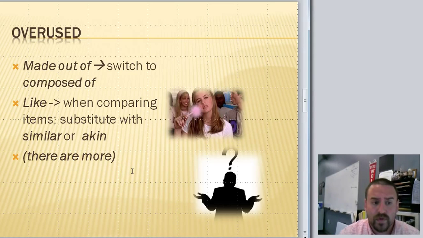Alright, so overused words: made out of. That's made out of this or made out of that. We see this a lot. So switch to composed of two metals or something like that. I know it's simple and it may not seem important, but if you're using composed of rather than made out of, that's going to give you a little bit more credibility.